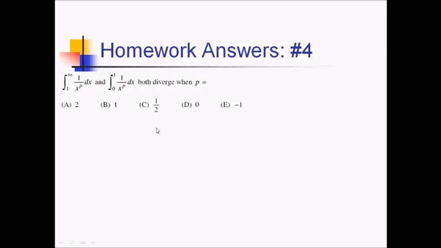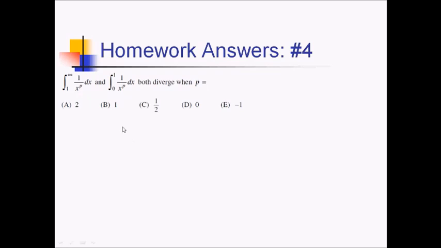For this problem, we want to know what value of p makes the integral from 1 to infinity of 1 over x to the p diverge, and also the integral from 0 to 1 of that same thing. All right, so we've got two different situations going on here. We have basically an infinite improper integral, and then we have this other improper integral because we have 0 making this undefined if you plug it in. So what value of p is going to make both of these mess up?